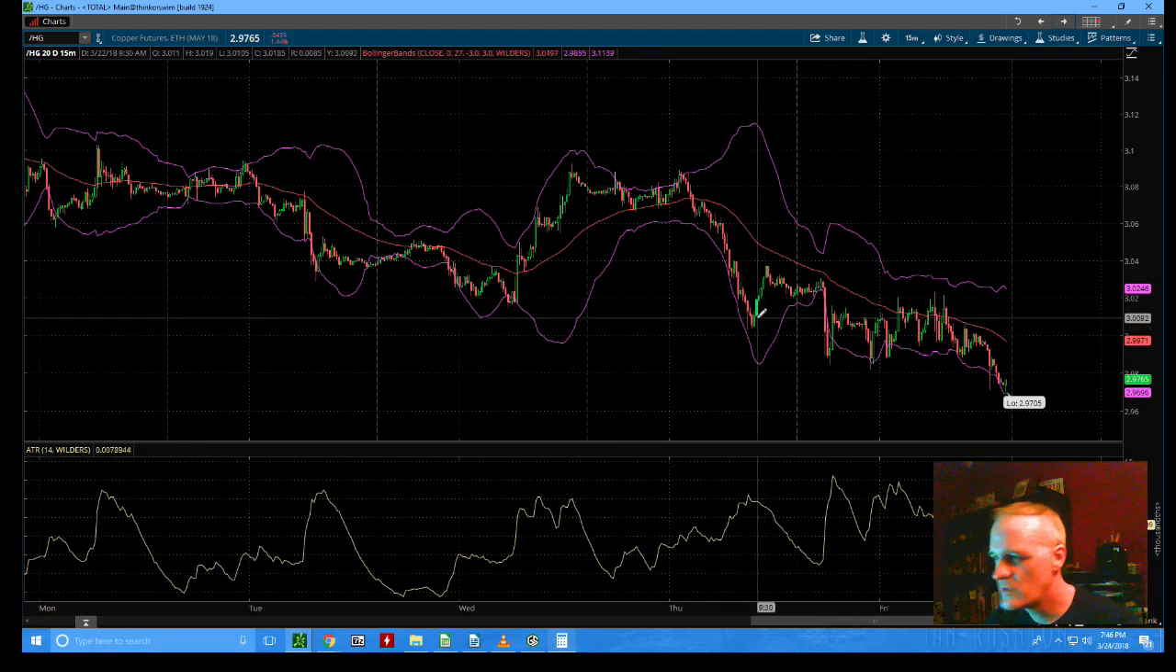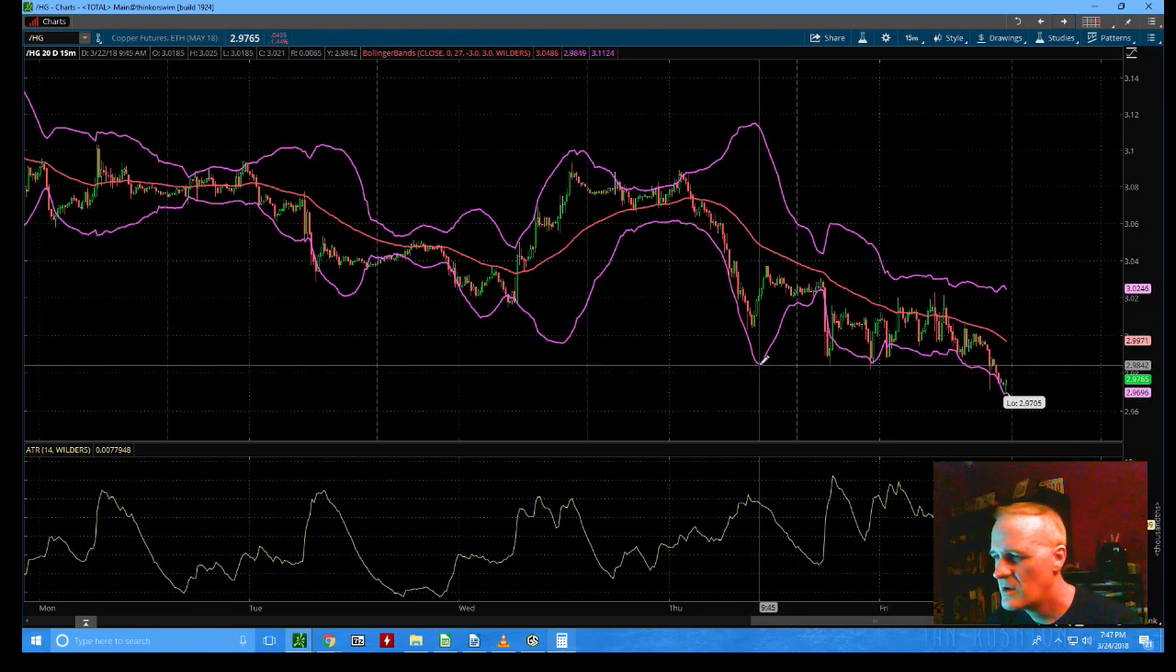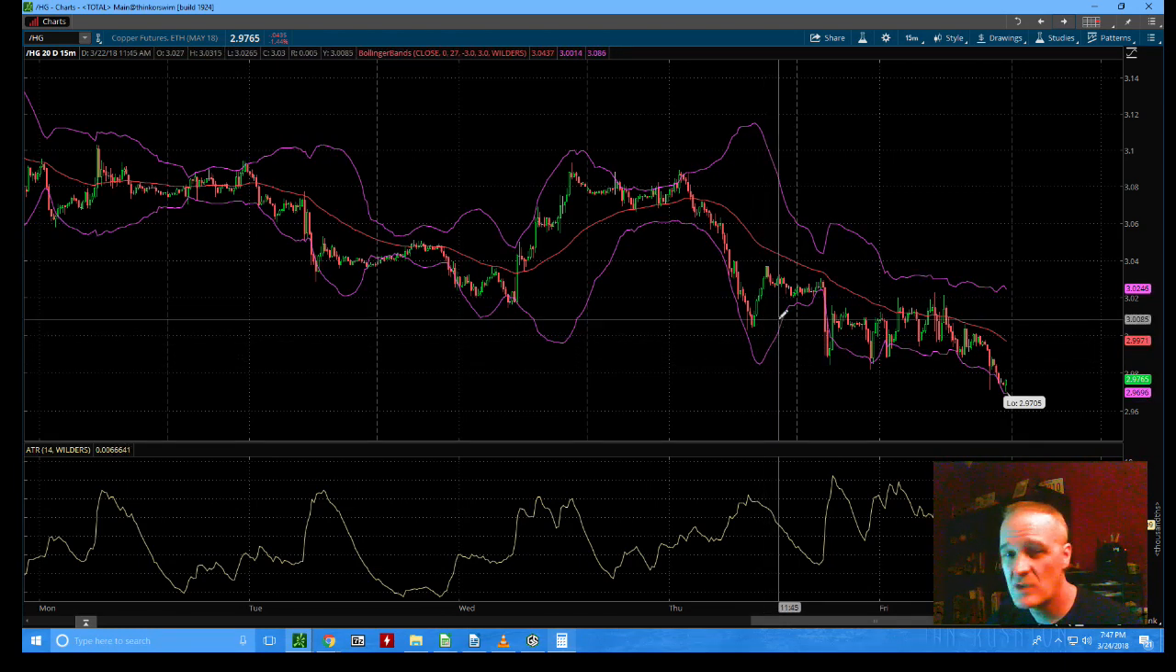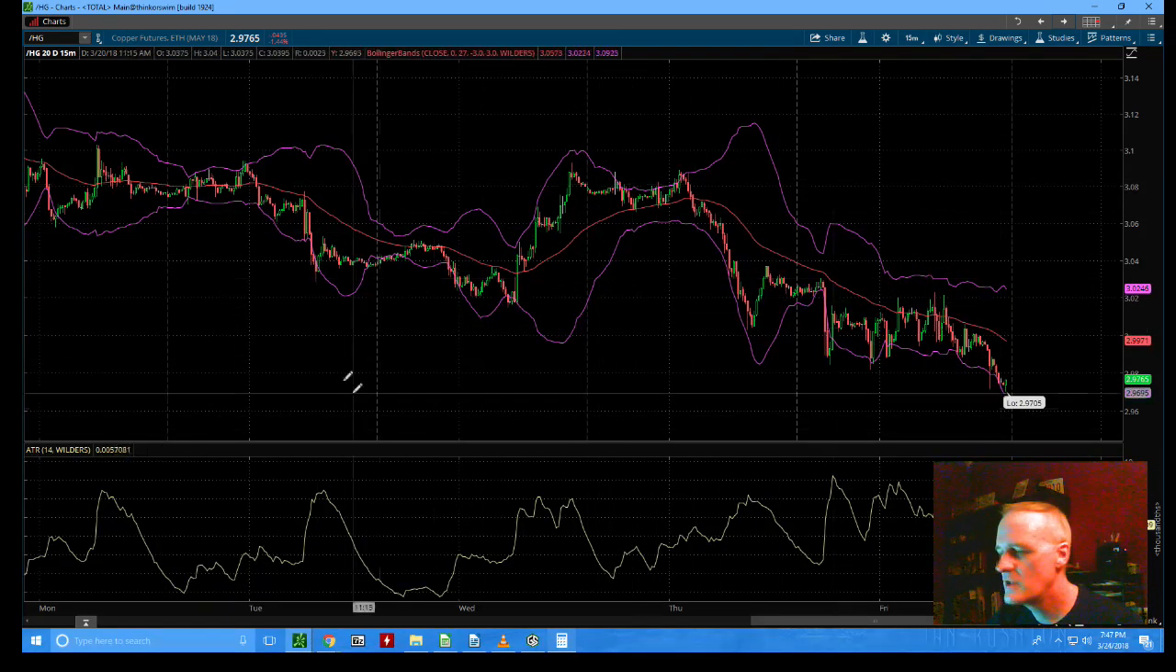And then you see this reversal here. And the reversal here is confirmed here by a reversal in the direction of the lower Bollinger Band. All right. So that's the conversation on Bollinger Bands.